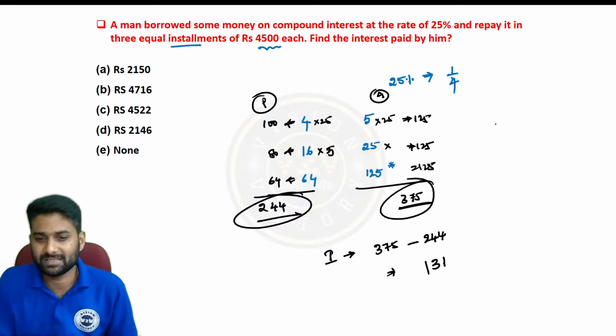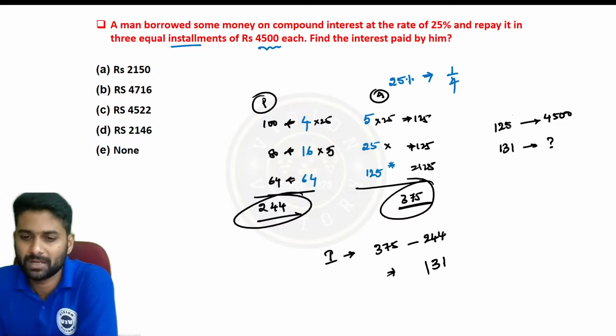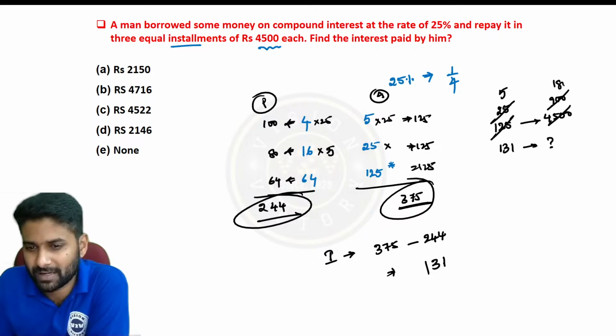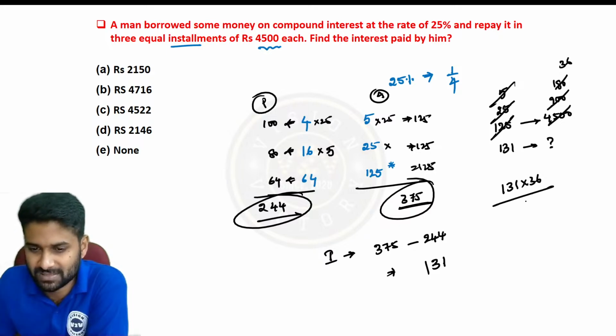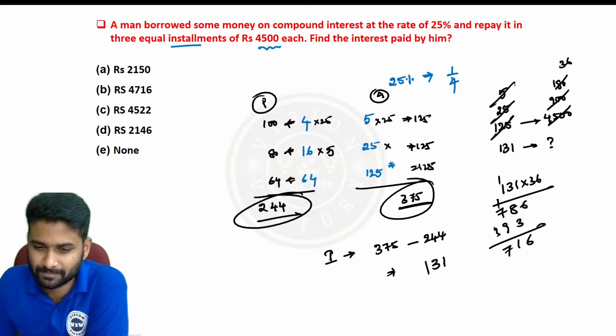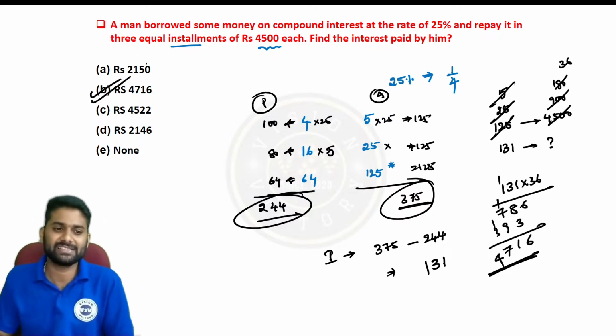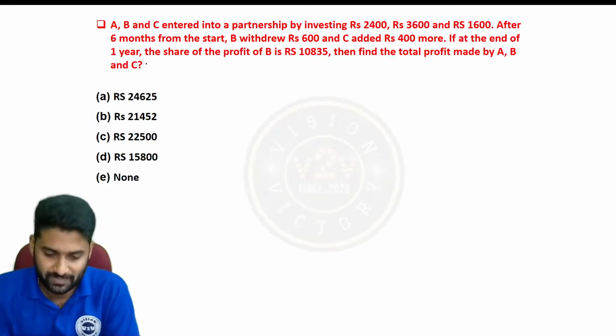Now here is the comparison. 125 units is equal to 4,500. Now 131 units is equal to how much? Now go through the calculation here. 125 units is 4,500, so 1 unit becomes 36. Now 131 is multiplied by 36. So the total interest he paid at the end of the duration is 4,716. On to the next question.